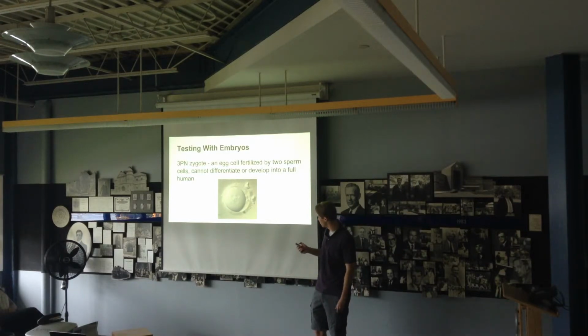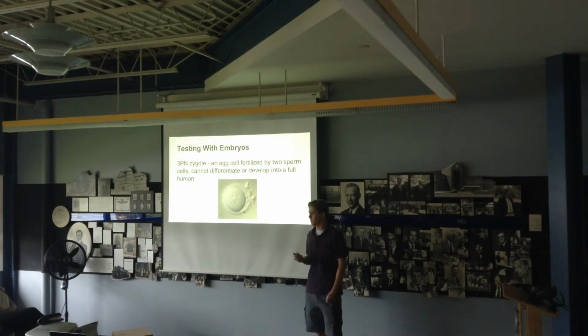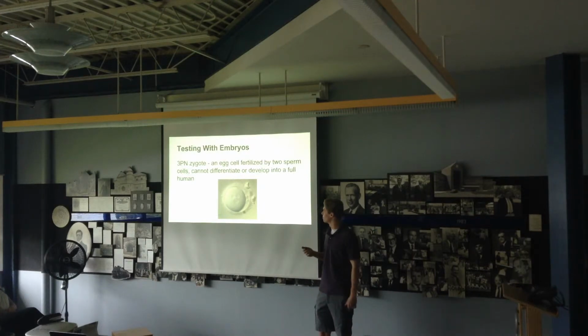So if you look in this image, you can kind of see the 3 different nuclei right here in the middle. And so these cells, they can live, they can reproduce, they can split and stuff like that, but they can't differentiate into specialized tissue groups or organs, which is sort of important from an ethical standpoint, because it means that there's no way that these cells could possibly develop into a full human. So they weren't really testing it on actual human embryos, just genetically similar embryos.